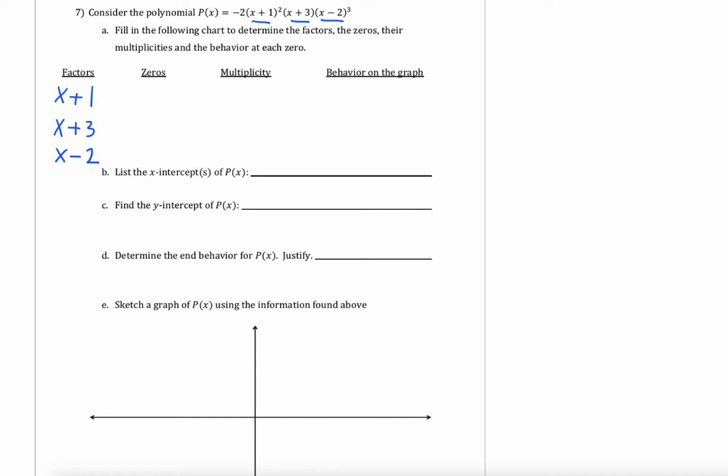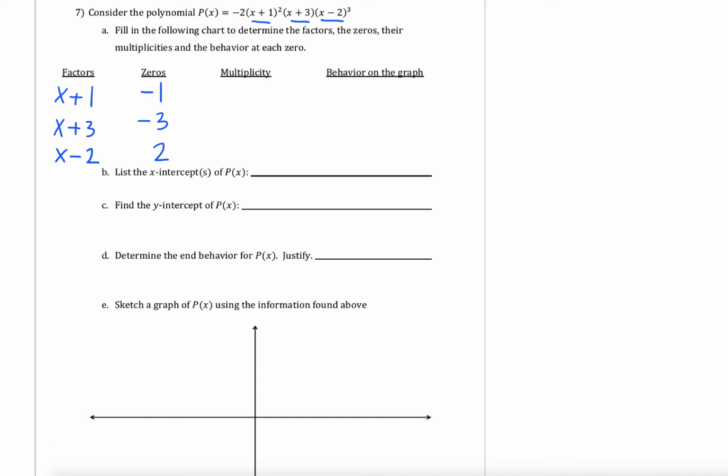Now to find the corresponding zeros, why don't you guys pause the video and list those out. So for our corresponding zeros, for x plus 1, -1 will be our 0. For x plus 3, -3 will be our 0. And for x minus 2, +2 will be our 0.